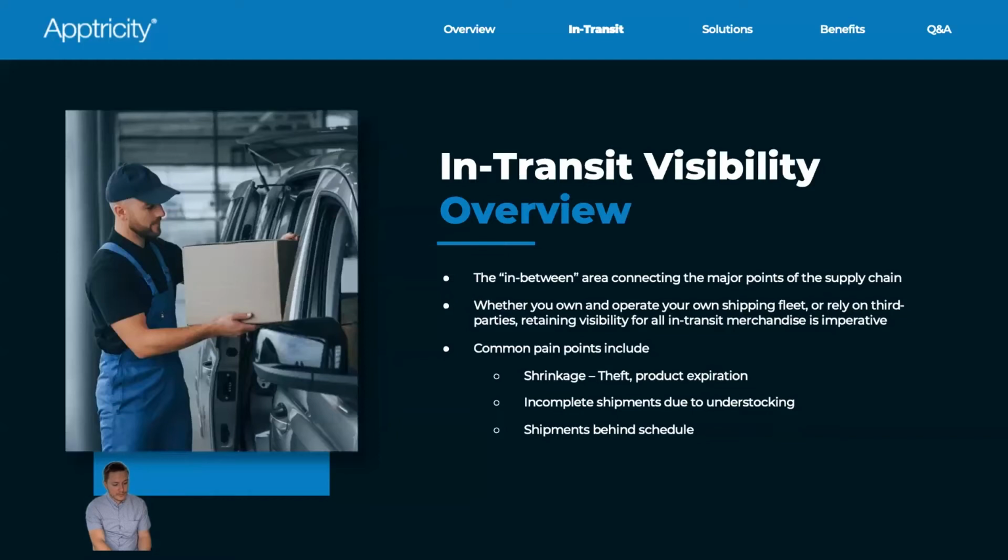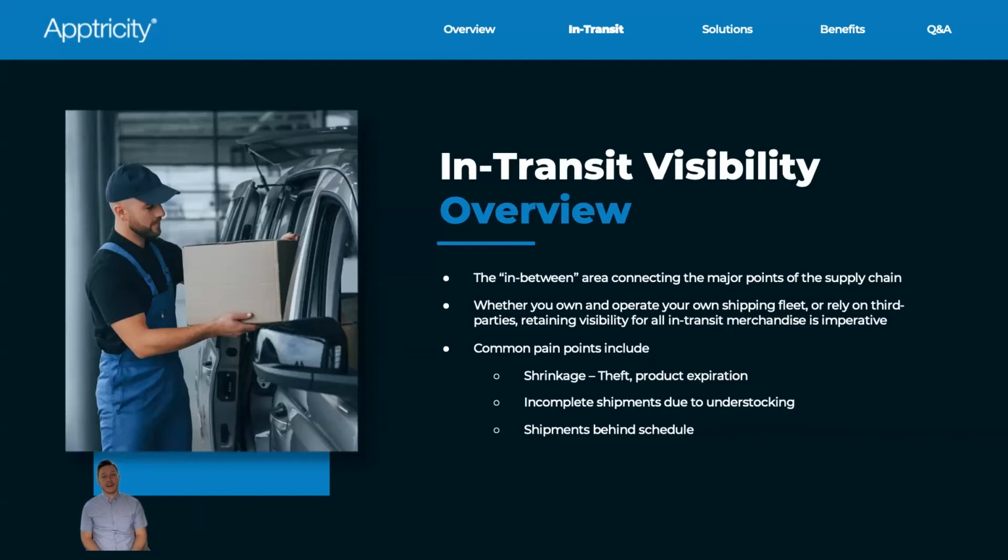So without any further ado, let's just dive right in. In-transit visibility, just an overview. We're talking about the in-between area connecting major points of the supply chain. Whether you own and operate your own shipping fleet, or if you rely on third parties, 3PL types of companies, retaining visibility for in-transit merchandise is imperative.